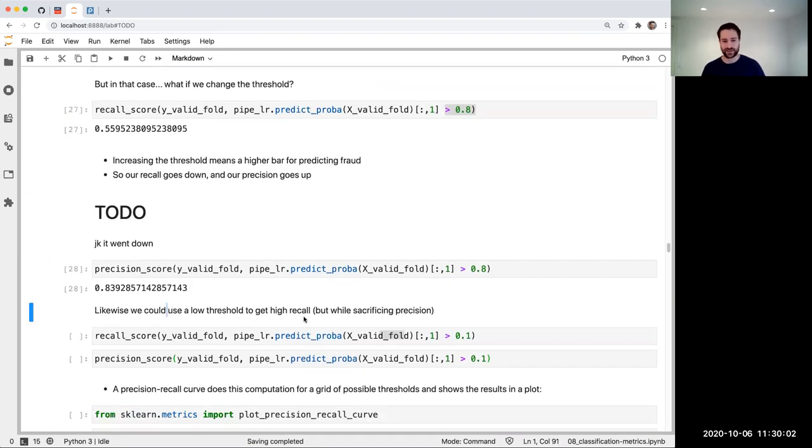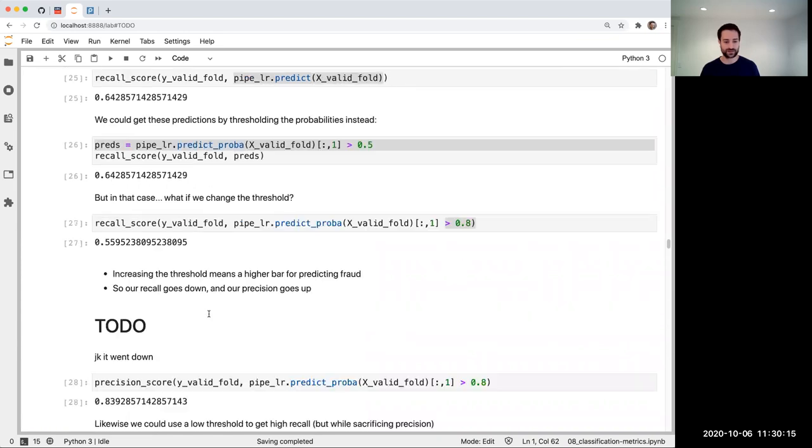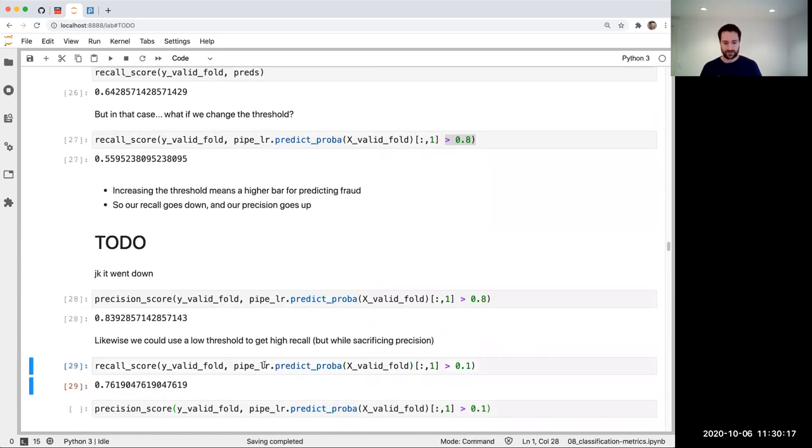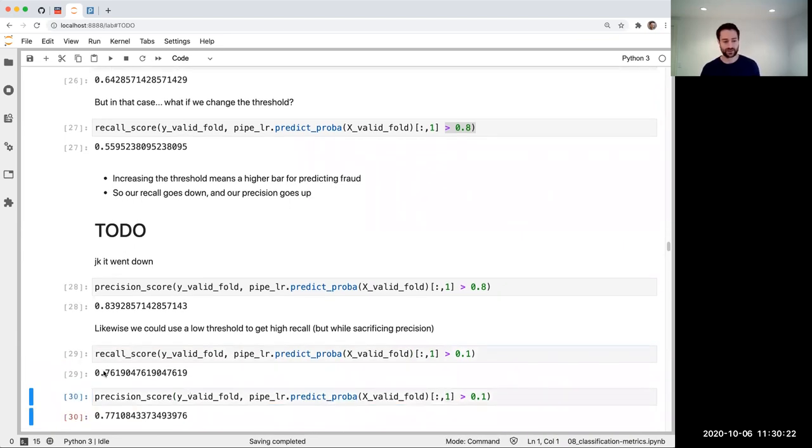Okay, so let's instead have a lower threshold. Remember, 0.5 is the standard value. What I'm going to do now is threshold at 0.1. Remember, before our recall was 64 and our precision was 84. But if I threshold lower, my recall goes up and my precision goes down.